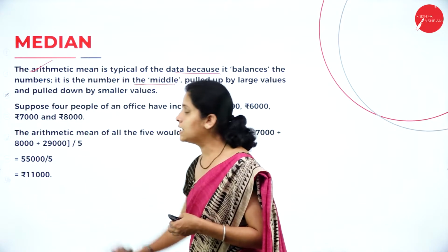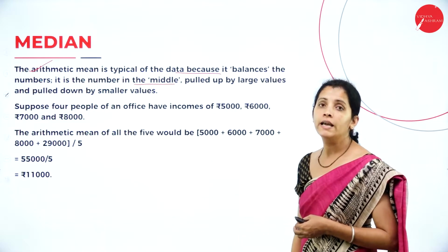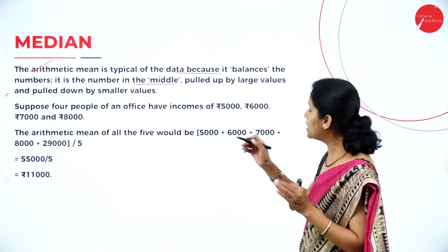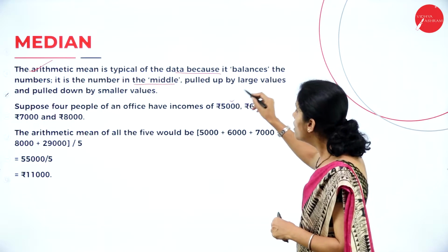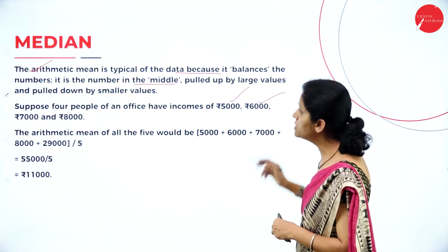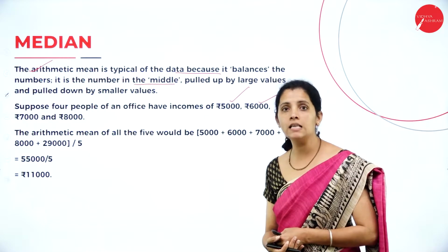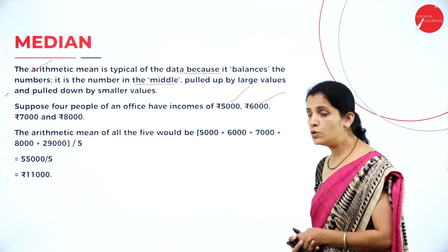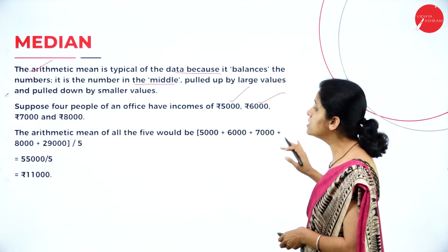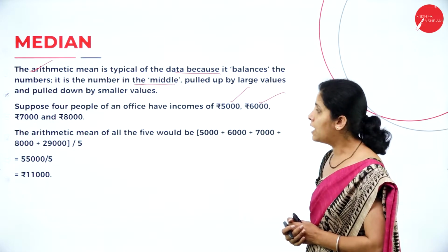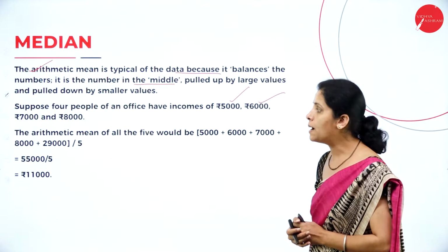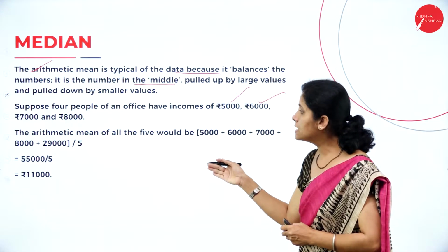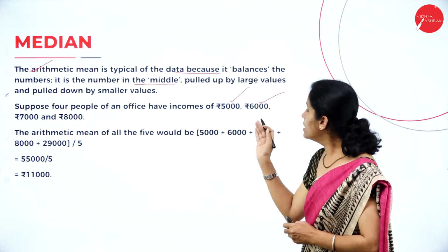Let me consider a simple example here. In an organization, there are 4 employees. And what is their salary? It is 5,000, 6,000, 7,000 as well as 8,000. Now, I'm going to add all these values. After that, I'm going to divide. But in this example, I have only 4.